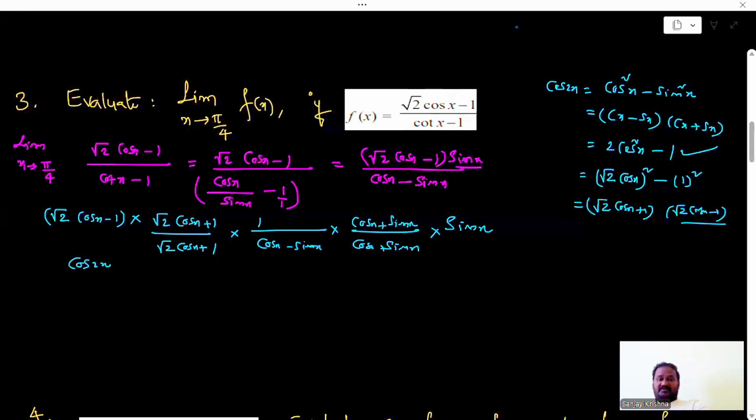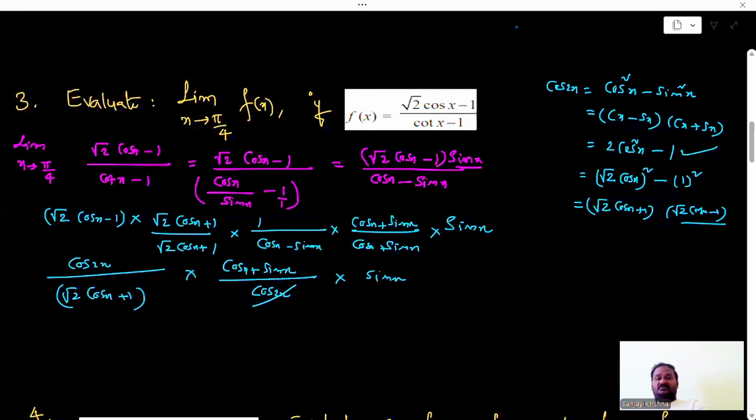All right, whole divided by root 2 cos x plus 1. That is the first one, into, see the second one. Numerator cos x plus sin x remains the same. But coming to the denominator, cos x minus sin x into cos x plus sin x is going to be cos 2x. So it is cos 2x into, left with one more sin x. Now cos 2x gets cancelled, left with cos x plus sin x into sin x by root 2 cos x plus 1. Now we are going to apply limit x tends to pi by 4.